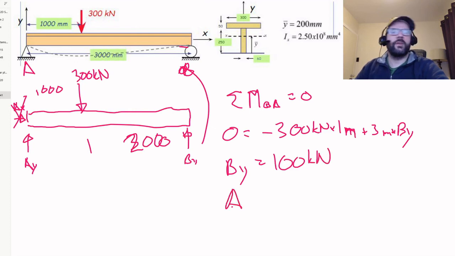Which means that when we take the sum of the forces in the y direction, 0 is equal to AY plus BY minus 300 kilonewtons, which means that our AY needs to be 200 kilonewtons.